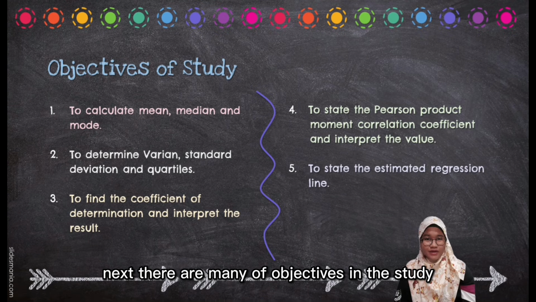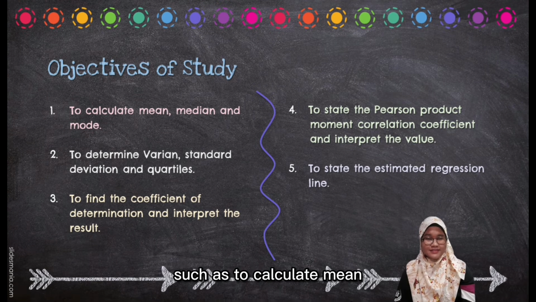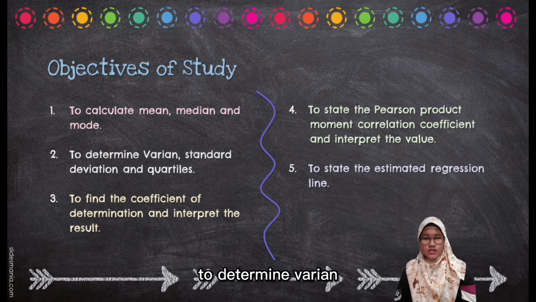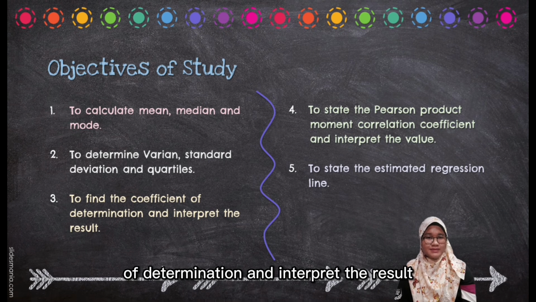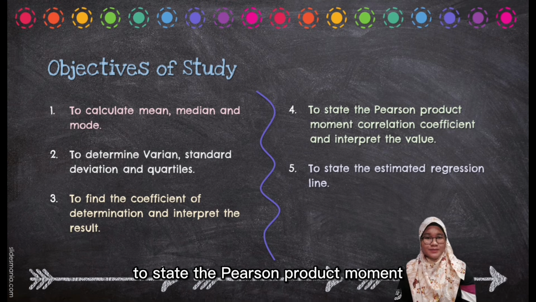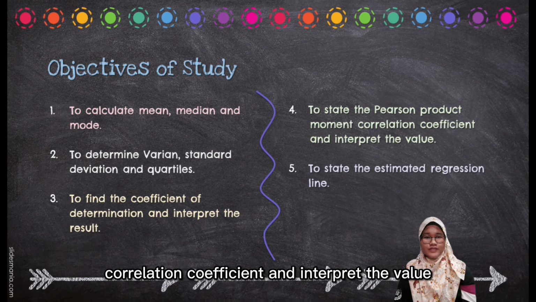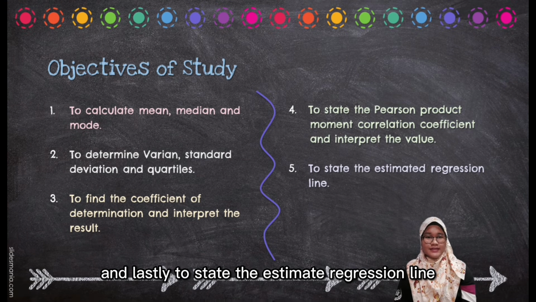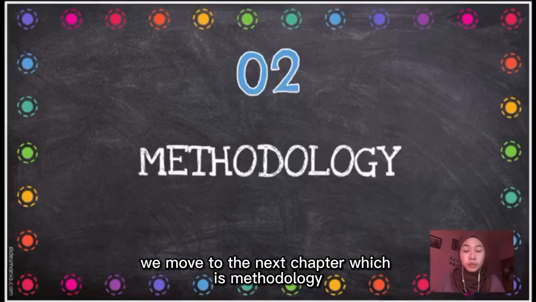Next, there are many objectives in this study such as to calculate mean, median and mode, to determine variance, standard deviation and quartiles, to find the coefficient of determination and interpret the result, to state the Pearson product moment correlation coefficient and interpret the value, and lastly, to state the estimated regression line. Move to the next chapter, which is methodology.